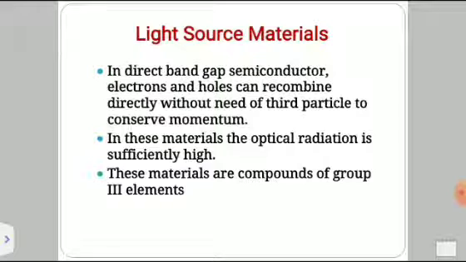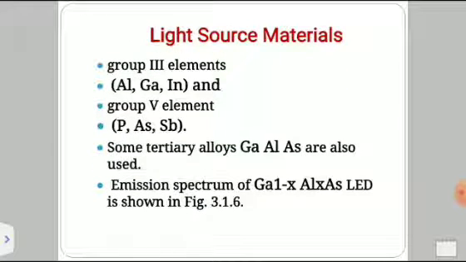These materials are compounds of group 3 and group 5 elements. Group 3 elements we prefer here: aluminum, gallium and indium, and similarly group 5 elements, phosphorus and arsenic, and Sb material also. In addition to that, ternary alloys are used. Alloys are a mixture of these elements, that is, gallium, aluminum and arsenic we can use.